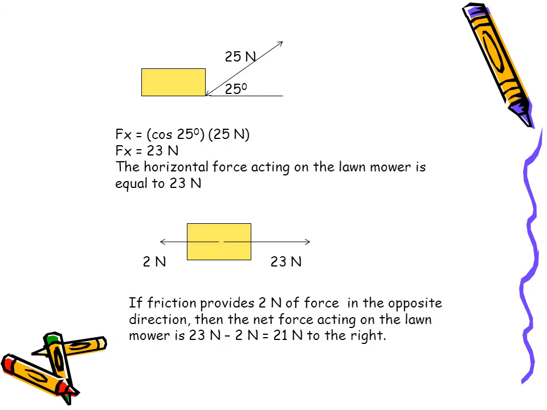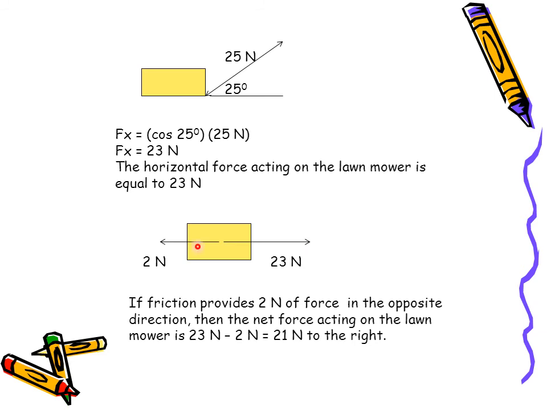Our free body diagram would look something like this, where the square here represents the lawnmower, and the arrow here represents the 25 newtons of force acting at a 25 degree angle along the handle. The horizontal component would be the x component, which is adjacent to the angle, and you have the hypotenuse. So to find the horizontal force, you would multiply the cosine of 25 times the hypotenuse, giving you a horizontal force of 23 newtons, which, if the lawnmower is moving to the right, would be acting toward the right.